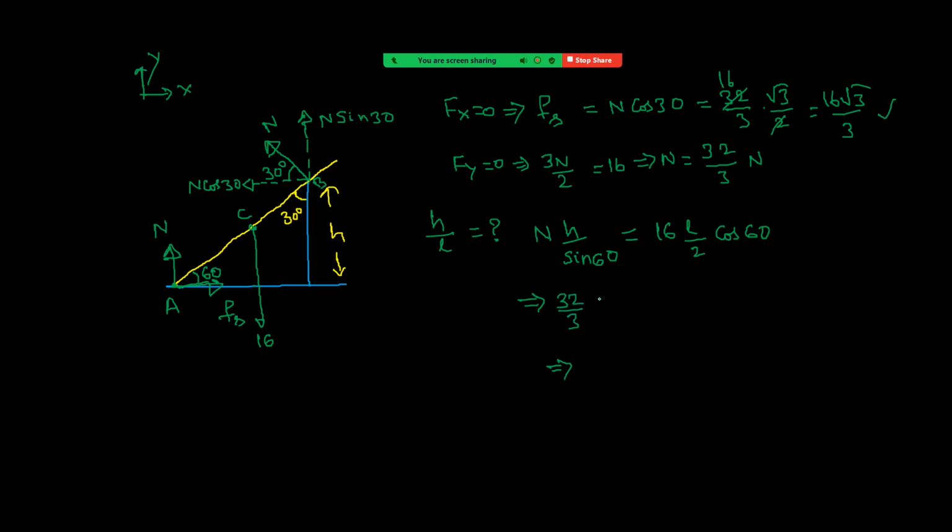32 by 3 into h sin 60, root 3 by 2, that is equal to 16 L by 2 cos 60, 1 by 2. 1 by 2, 2, 2, 4. 4 times here and 2 here. Again 2 times and 2 here, 16 times. So h by L, what is left here? 3 root 3 upon 16. Okay, that is our answer.